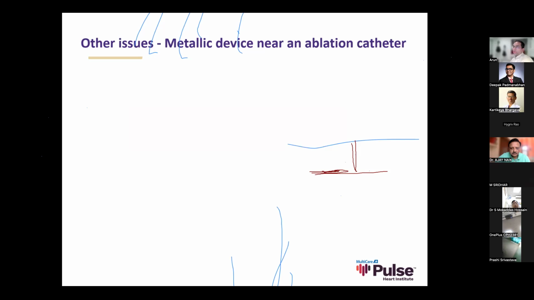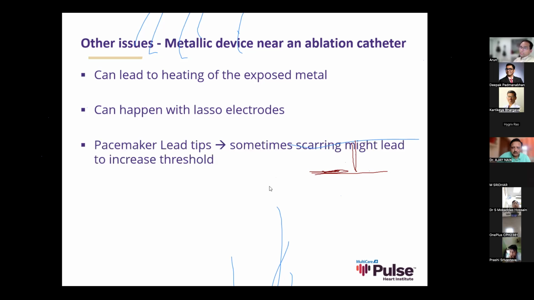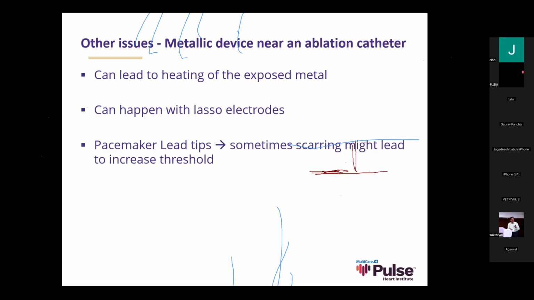So other issues you have, if you have a metallic device near an ablation catheter, this happens very commonly in our patient population, right? Because they have pacemakers and ICD leads, ICD tips and all. If an RF ablation catheter is in close proximity to a metallic device, it can lead to heating of the exposed metal, and it can also happen when you're using two catheters very next to each other, like lasso guided ablation that we do sometimes in pulmonary vein isolation. The metallic device can act like a heat attractant, and it can be a conductor, and that can lead to heating of the exposed metal.